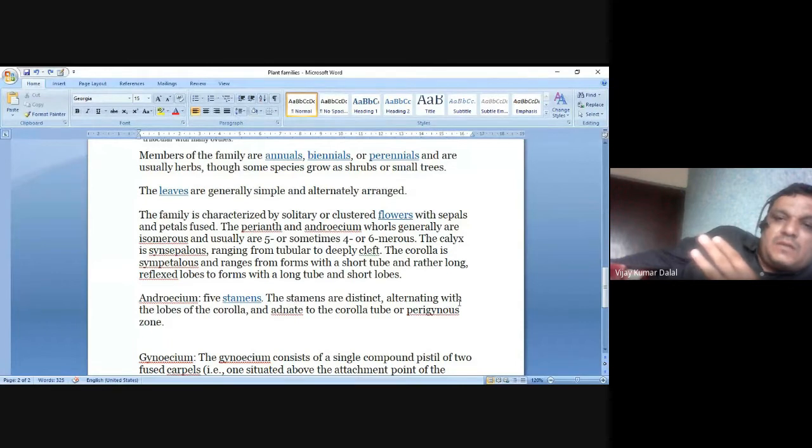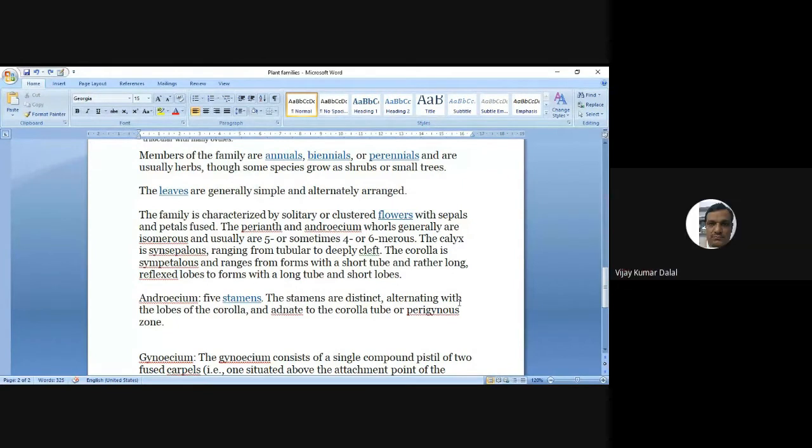So ranging from tubular to deeply cleft, the calyx may form a long tube, in the bottom of which sometimes honey is collected in some flowers, or it may be less deep. The tube may range from forms with a short tube and rather long reflexed lobe to forms with a long tube and short lobes. The calyx is synpetalous, ranging from tubular to deeply cleft.